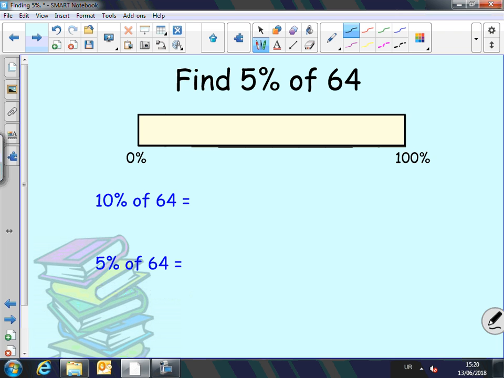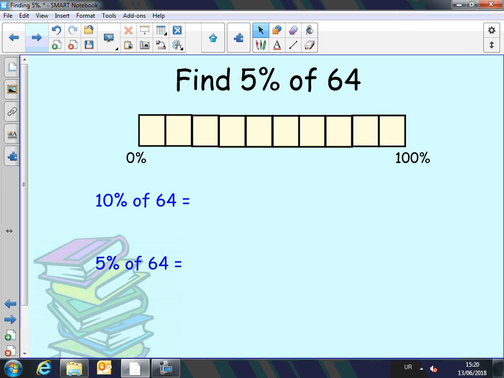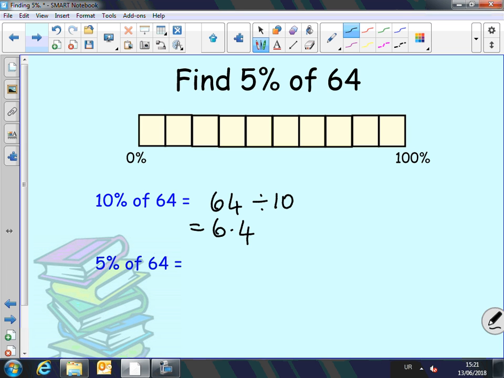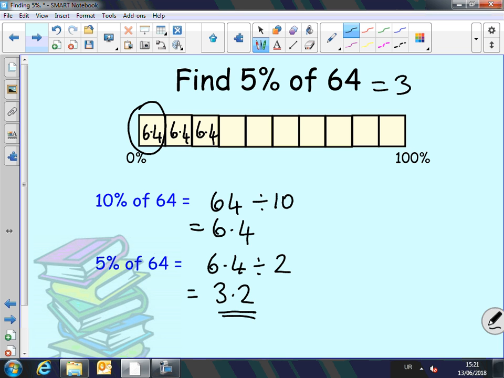In our last example, we have find 5% of 64. And again, we're going to split it into 10%. So to find out what goes in one of those boxes, 10% of 64, we divide by 10. So 64 divided by 10, we're going to move everything one place to the right, so it becomes 6.4. So each of these boxes is worth 6.4 all the way along. But to find 5%, all we have to do is half this answer here. So 6.4 divided by 2 is equal to 3.2. So 5% of 64 is 3.2.